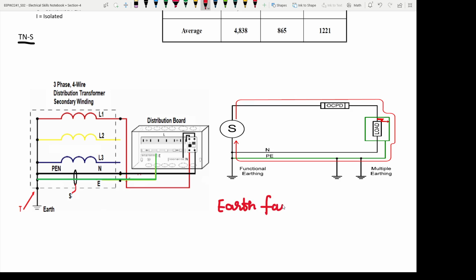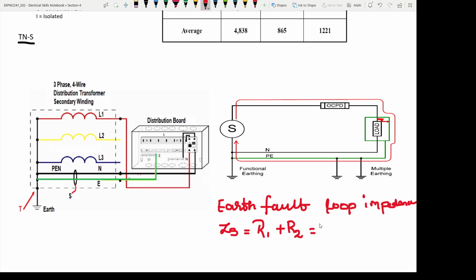Earth fault loop impedance. So this impedance for our TN-S method, they denote it as Zs. For the TN-S method you can see the resistance of the line conductor and the resistance of the earth conductor. So we can say R1, which denotes the resistance of the line conductor, and R2, which is the resistance of the earth conductor.